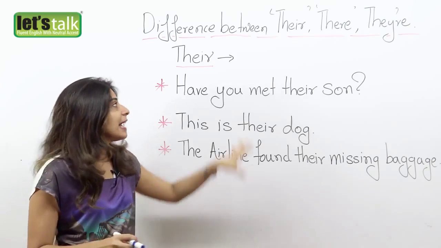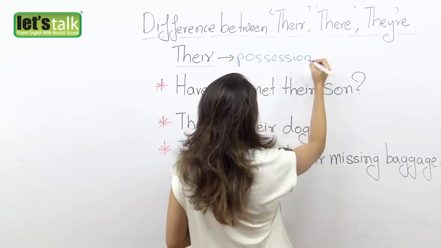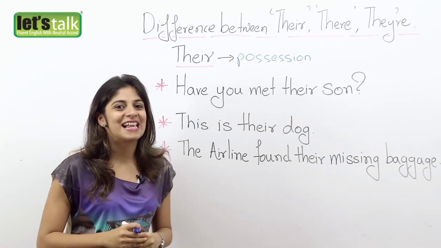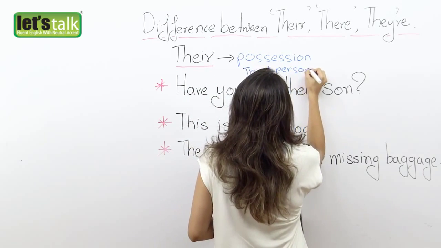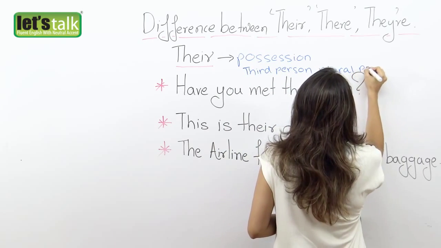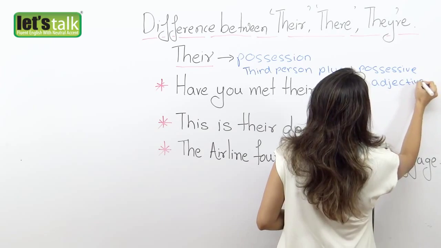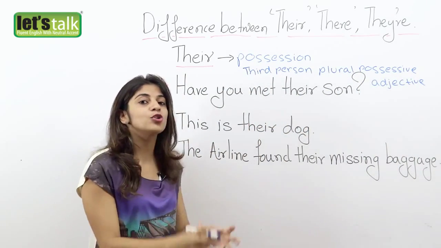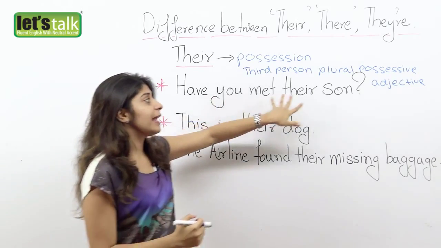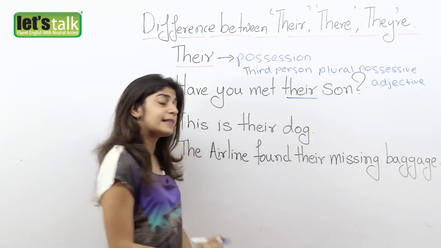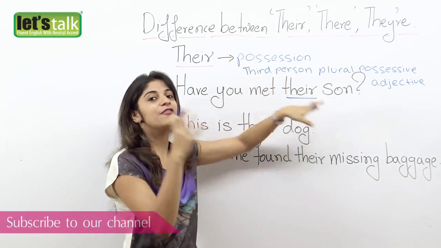T-H-E-I-R. Now this indicates possession. And it is a third person plural possessive adjective. So which shows that something belongs to them. To understand it better, let's have a look at a couple of examples here. We have, you met their son? Now if you see, have you met their son? It shows possession, right? So this is a third person plural possessive adjective.